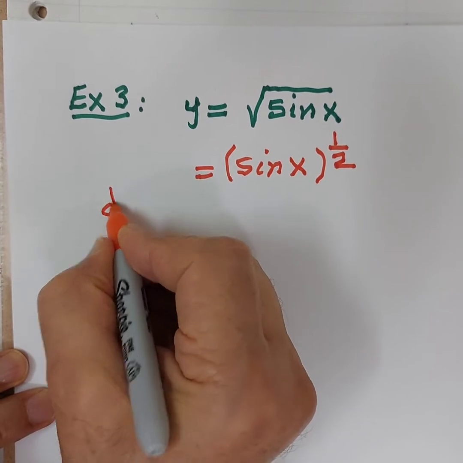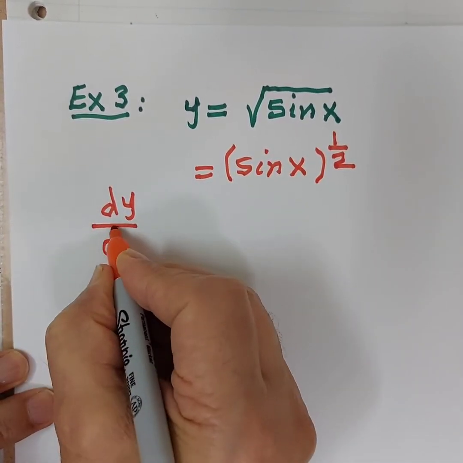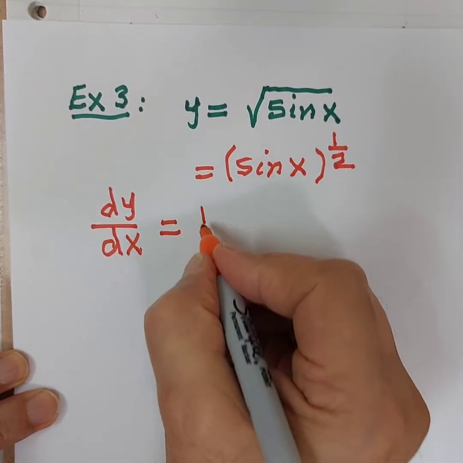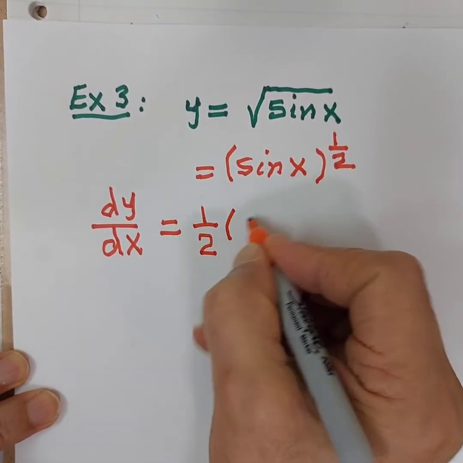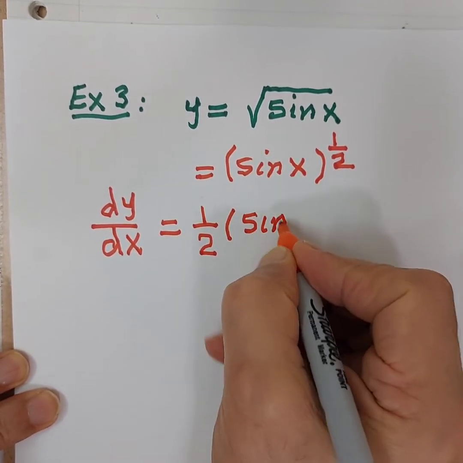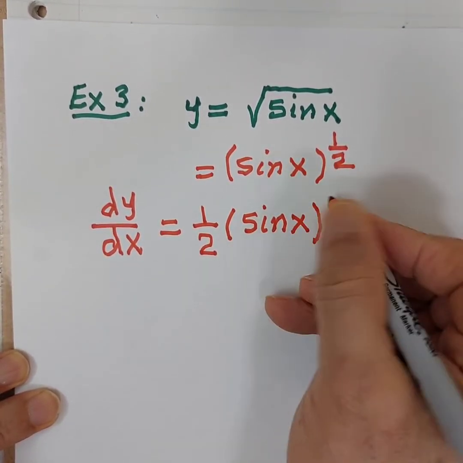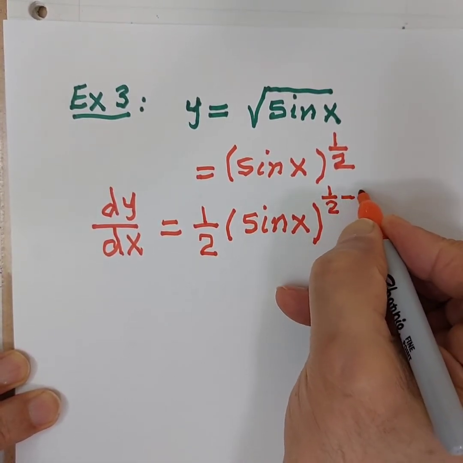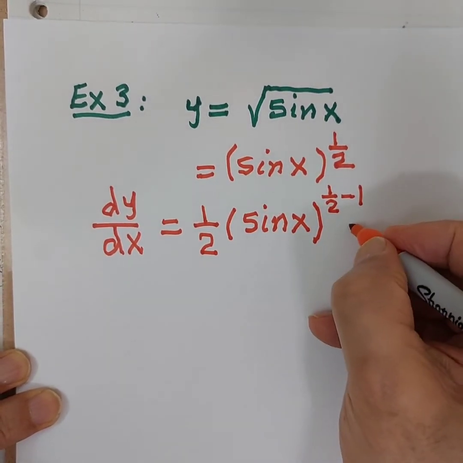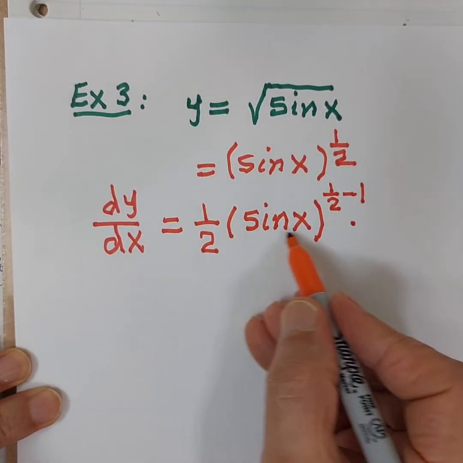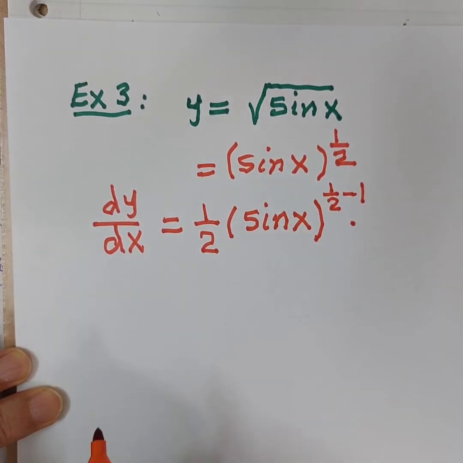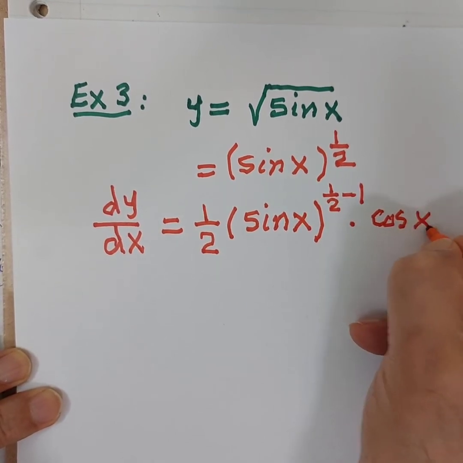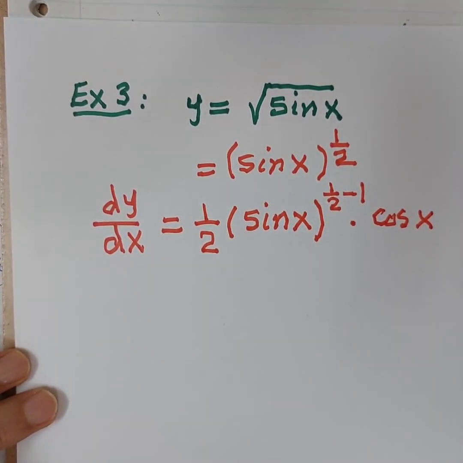We can say dy by dx is equal. First, take this power, put it in the front here. Same inside the brackets. And the power here 1/2 minus 1, times the derivative of what inside the brackets. Derivative of this is cosine x. And we can write it in simplest form.